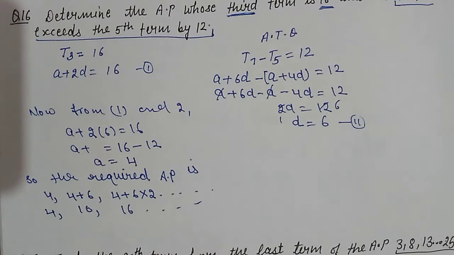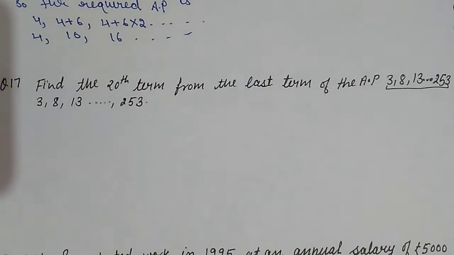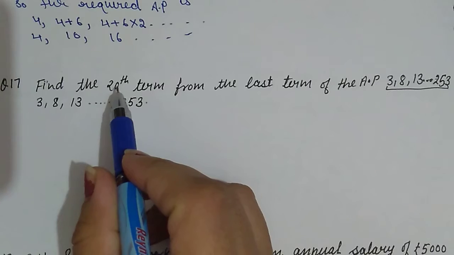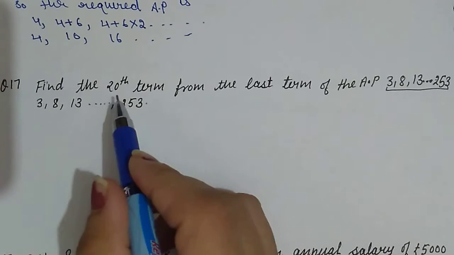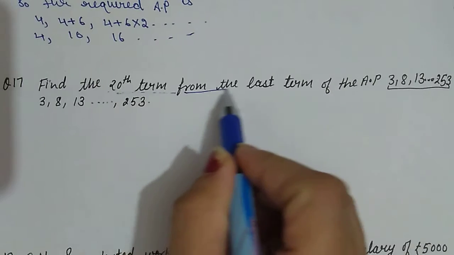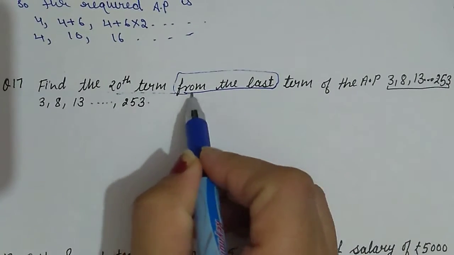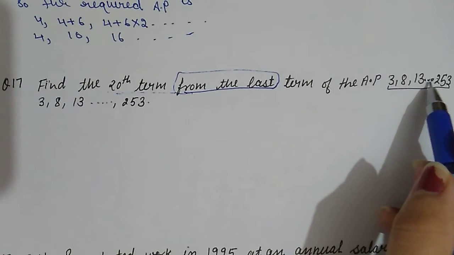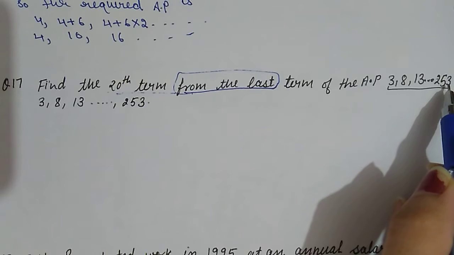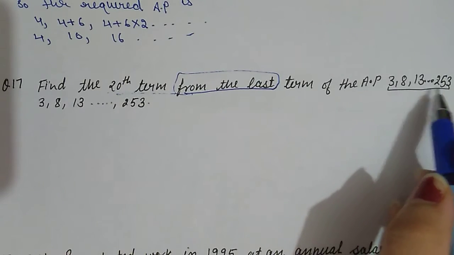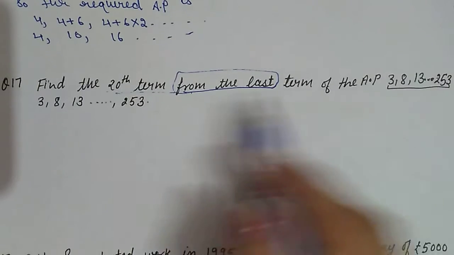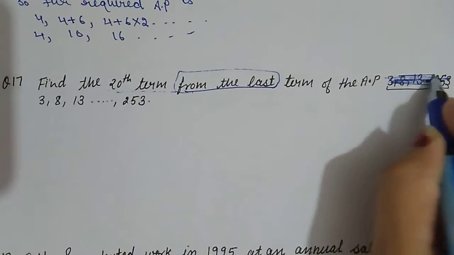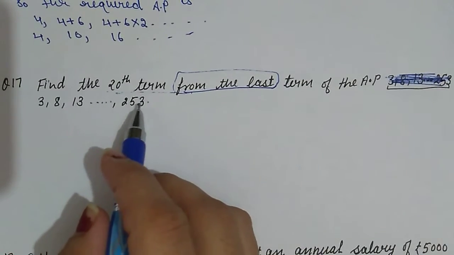Now come to question number 17. In question number 17, find the 20th term from the last. You have to find the 20th term, but from the last, not from the first. That is very important. Of the AP 3, 8, 13 and the last term is 253. You have been given the first term and the last term: 3, 8, 13 and 253.